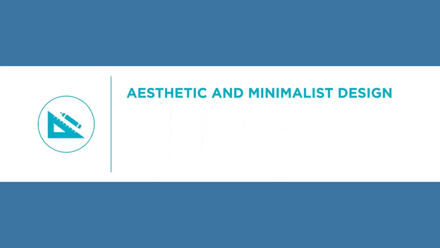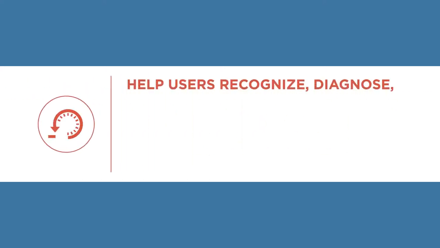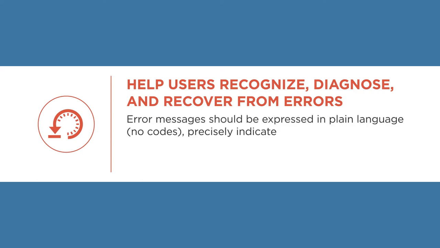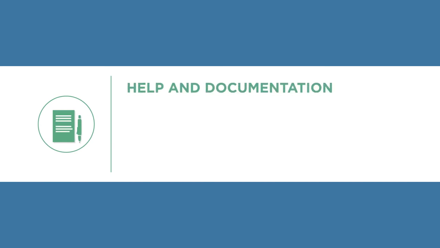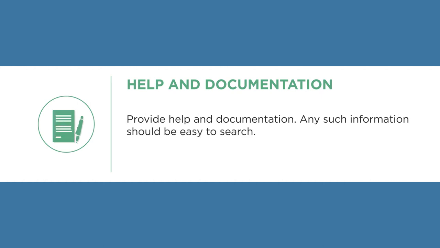8. Aesthetics and minimalist design. Dialogue should not contain information which is irrelevant or rarely needed. 9. Help users recognize, diagnose, and recover from errors. Error messages should be expressed in plain language, no codes, precisely indicate the problem, and constructively suggest a solution. 10. Help and documentation. Provide help and documentation. Any such information should be easy to search.